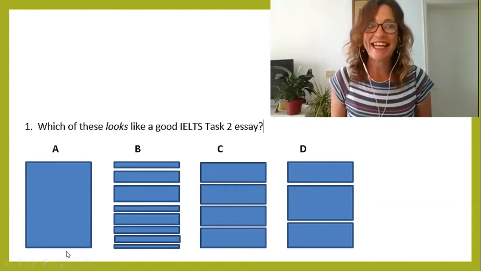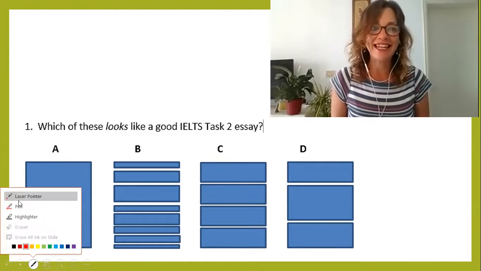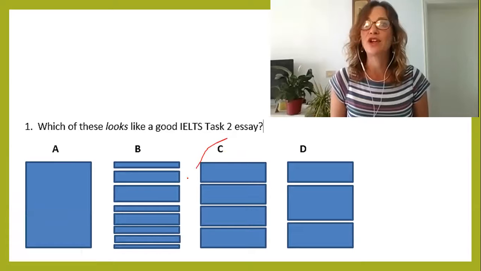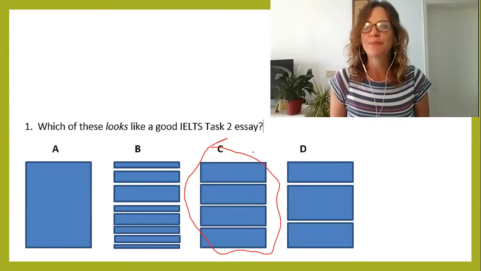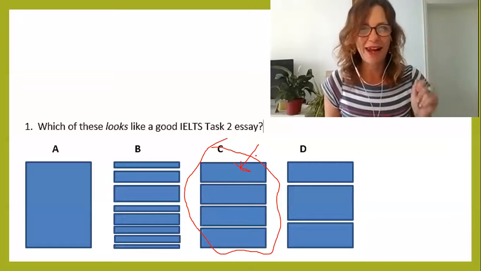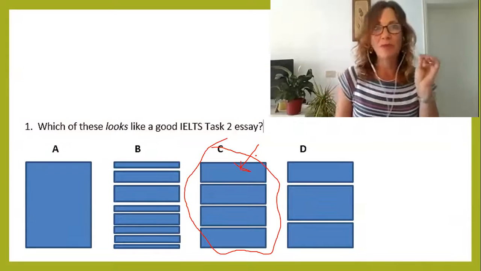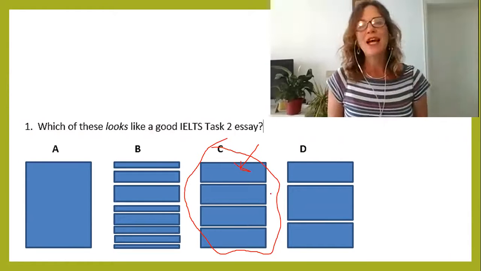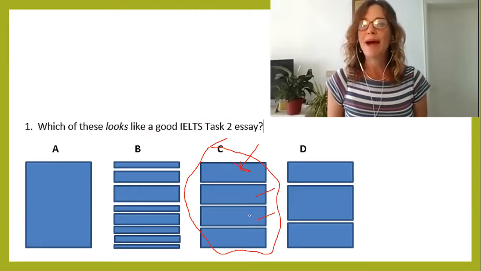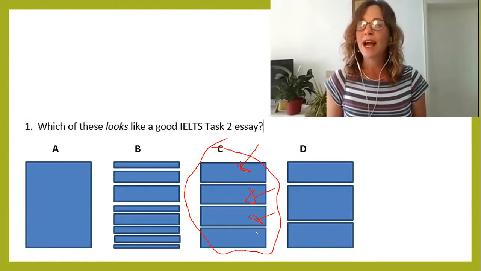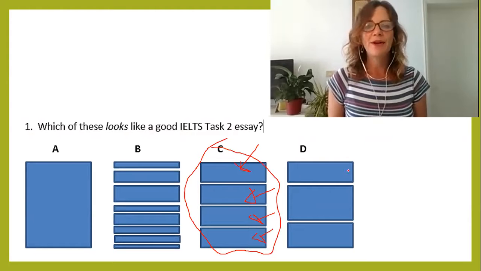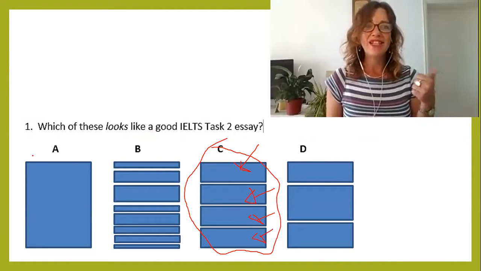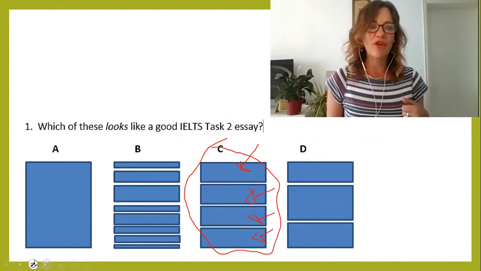Did you say C? I hope you did, because C is the one that has a good structure. You've obviously got an introduction with your thesis statement. I'll let you know what that is in a little moment if you don't already know. You have got 2 paragraphs in the body of the essay, and you have a conclusion. Okay, so let's just look at the other ones. What is wrong with them?